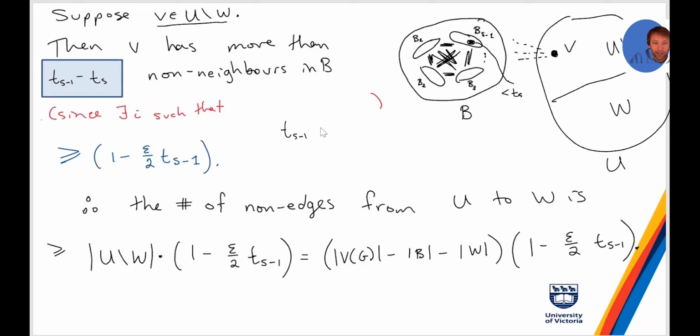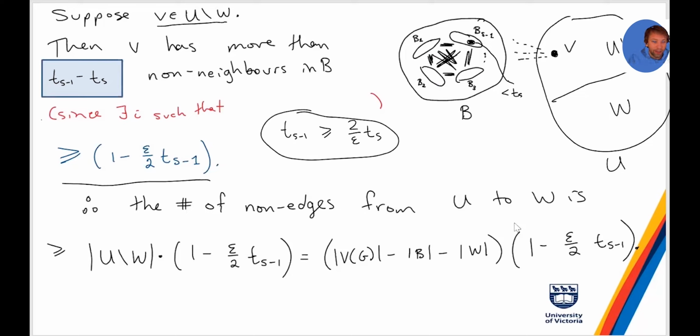And remember that Ts minus 1 was at least 2 over epsilon Ts. By how we defined it, it was actually equal to the ceiling of 2 over epsilon Ts. So this whole thing is at least 1 minus epsilon over 2 Ts minus 1. That's just coming from this. So if I count the number of non-edges from U to B vertex by vertex, for every vertex in U minus W, I count at least this many non-edges.